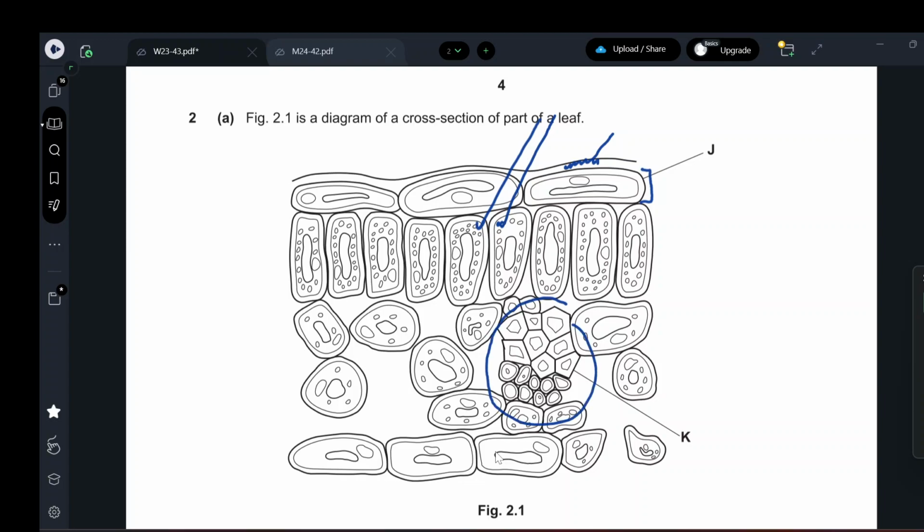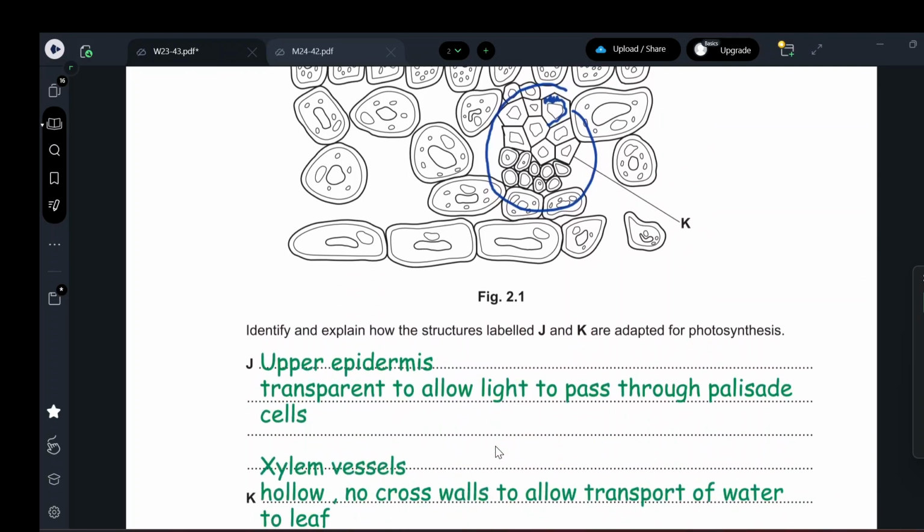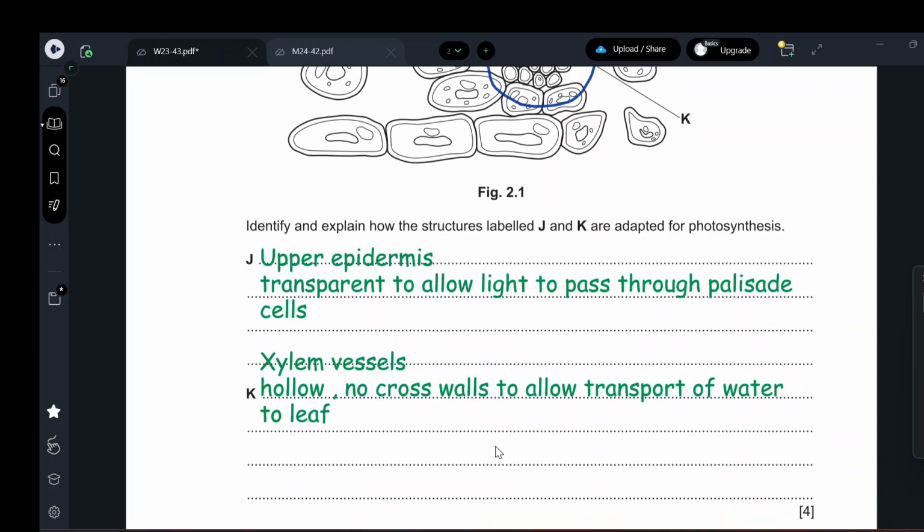What about K? All of this is called the vascular bundle. The top part with thick walls, it is the xylem vessels. What are the adaptations of the xylem vessels? They are long, thin, hollow, no cross walls to allow the easy flow of water. So J is the upper epidermis. It's transparent to allow the light to pass. K is the xylem vessels and it's hollow with no cross walls to allow the transport of water.